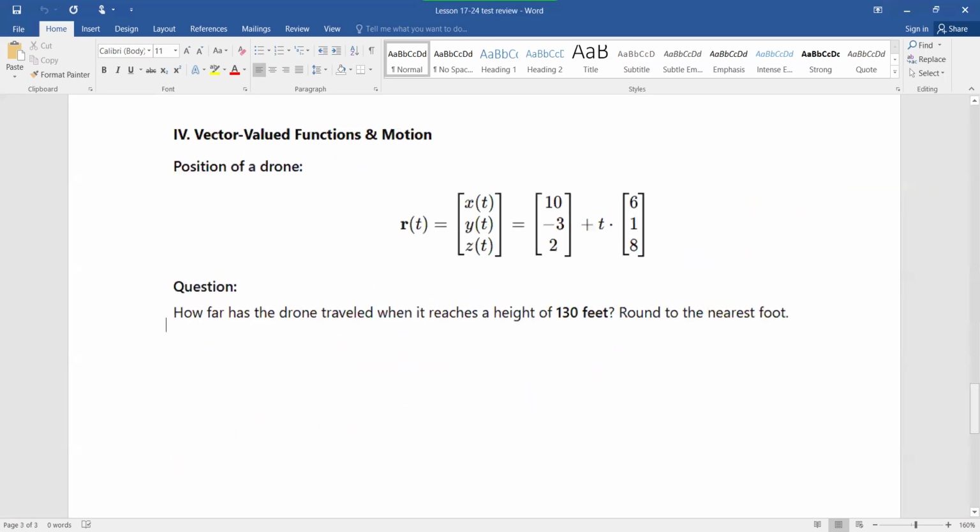There you go. So this one's a position of a drone. They're going to give you the vector equation or the matrix vector equation form. It's going to simply just say, how far has the drone traveled when it reached a height of 130 feet, and then round to the nearest foot. So I'll give you a chance to write this out. They definitely made the word problem on this one way easier than the whole map thing, where we're trying to find the current of the water or the current of the wind. Now, you might see that on the unit test, but we're good here.